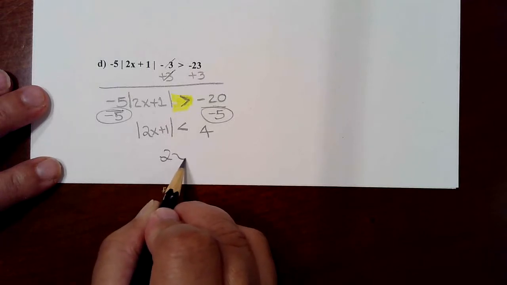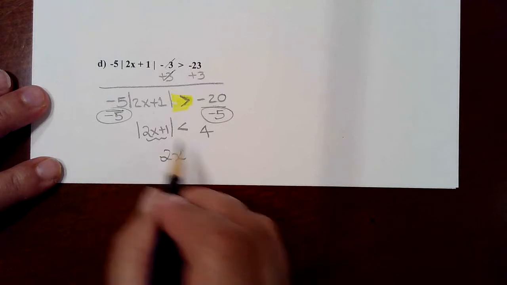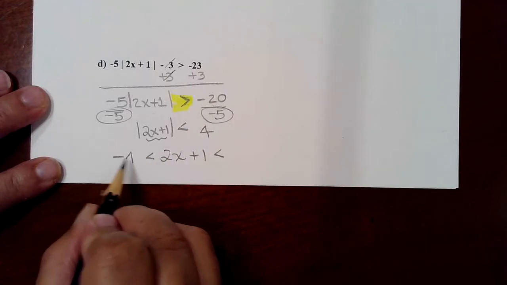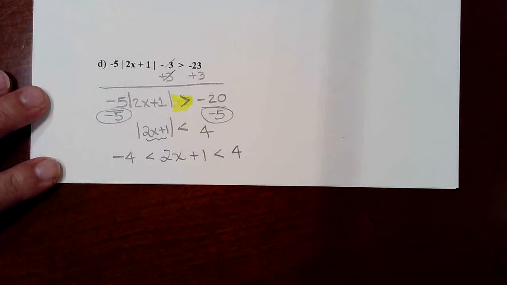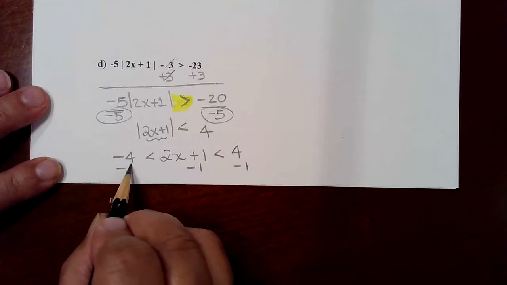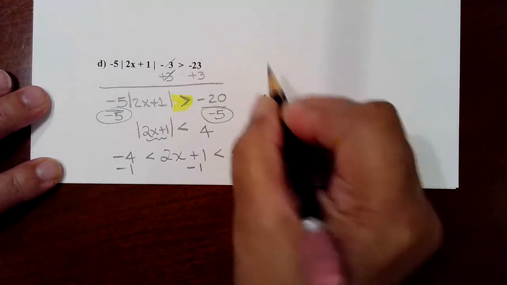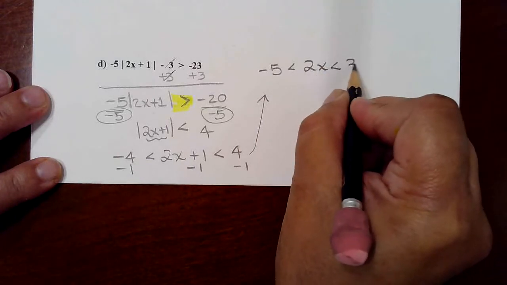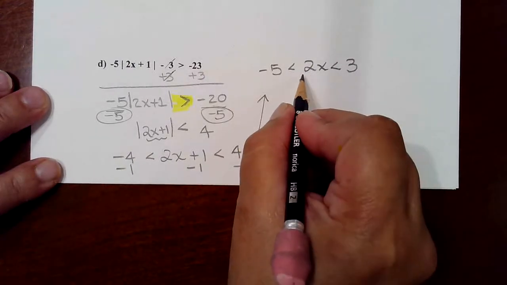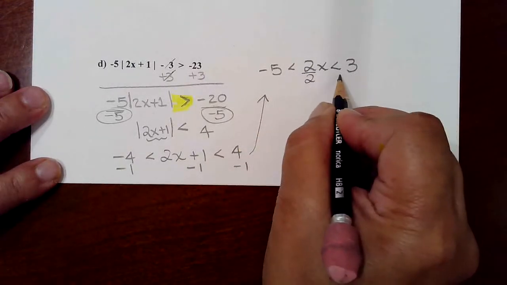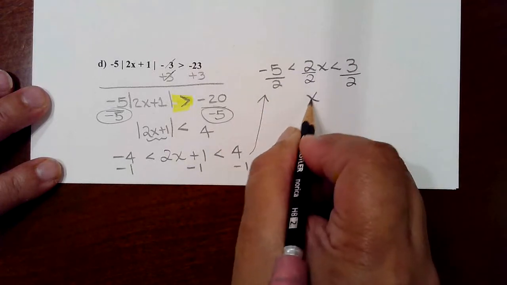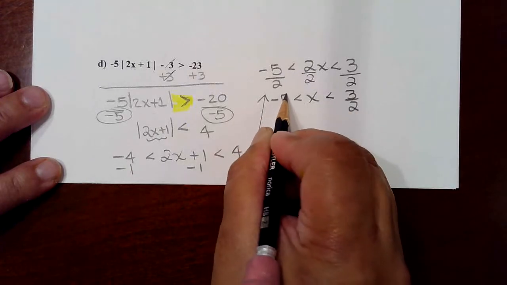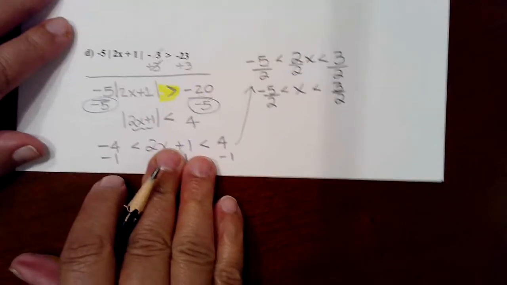That is completed by taking the expression out of the absolute value bars and placing it in between the negative version of that number and the positive version of that number, and solving it from the middle. So we'd subtract 1 in all 3 areas. That gives us negative 5, a 2x in the middle, and a 3 on the right-hand side. Then continuing to isolate the x, we divide by 2 in all 3 areas. That leaves x completely isolated, with a 3/2 on the right and a negative 5/2 on the left.